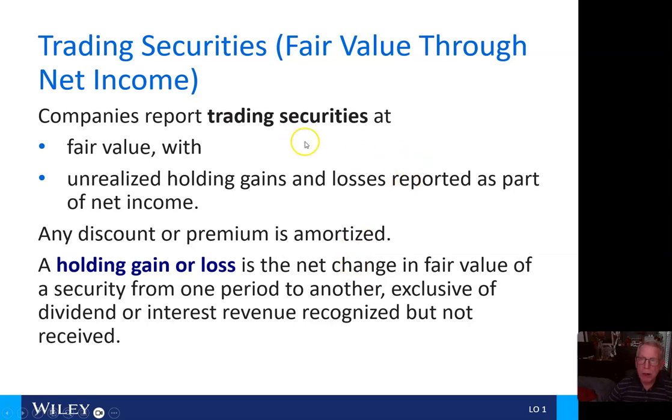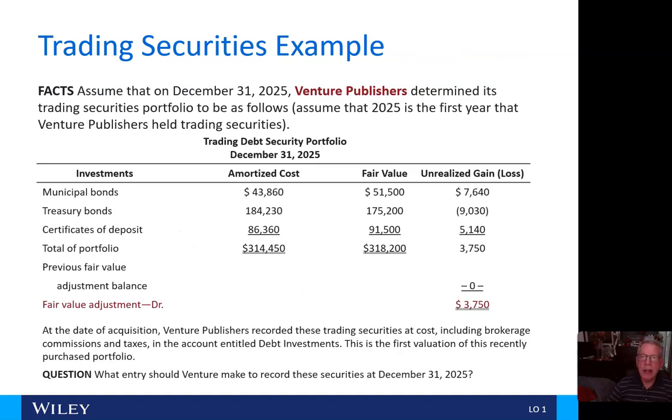Okay, trading securities: fair value through net income. The companies report trading securities at fair value with unrealized holding gains and losses reported as part of net income. Any discount or premium is amortized. So a holding gain or loss is the net change in fair value of a security from one period to another, exclusive of dividend or interest revenue recognized but not received. Okay, let's take a look at an example.